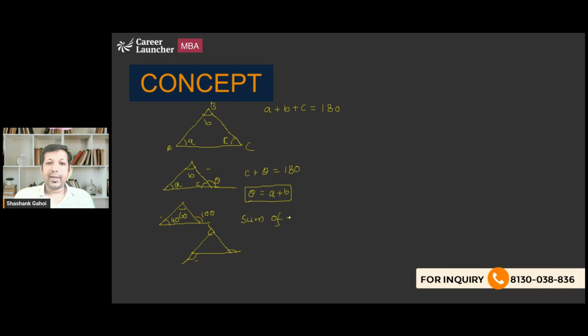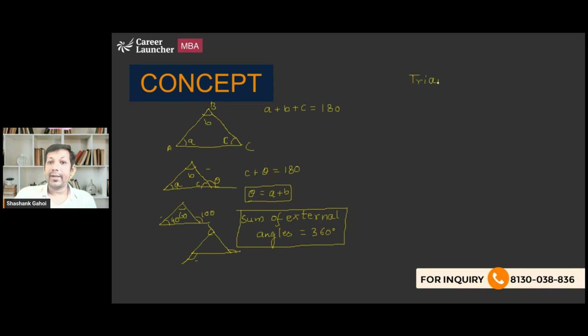So the sum of internal angles is given to us as 180. The sum of external angles will be equal to 360 degrees. And that's not only true for a triangle, that's true for any polygon. So it is true for quadrilaterals, it is true for pentagons, it is true for hexagons. It is a general statement for all the possible polygons, and it is not dependent on the number of sides.